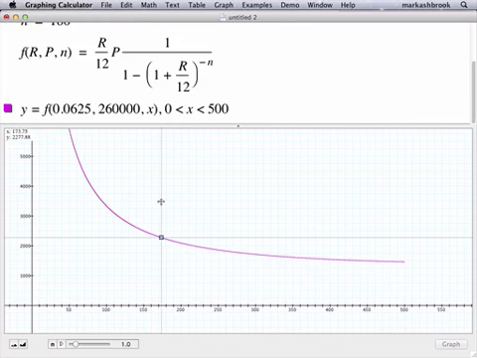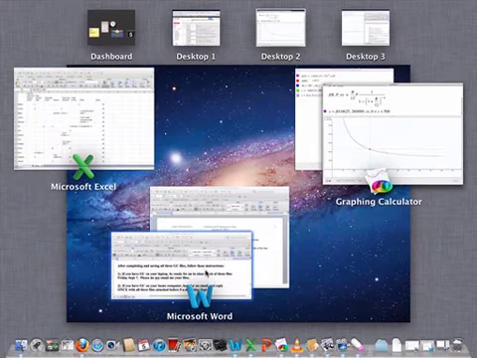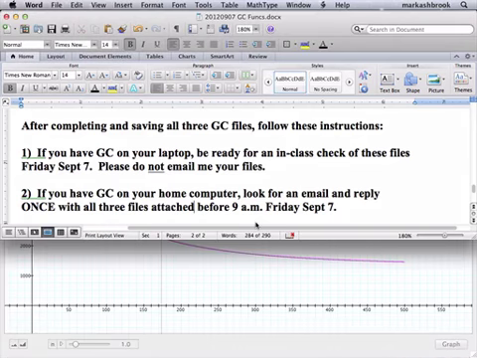Okay, for Friday's homework, for those of you who have a laptop, this is what it says at the end of the homework. There are 3 files that I want you to create and save on your computer. If you have it on your laptop, I'm going to come around and do a check in class on Friday. If you have a graphing calculator on a home computer and you don't have a laptop that you're bringing, I'm going to send an email out. You're going to reply once with all 3 of those files attached to the email before 9 a.m. Is that fair?